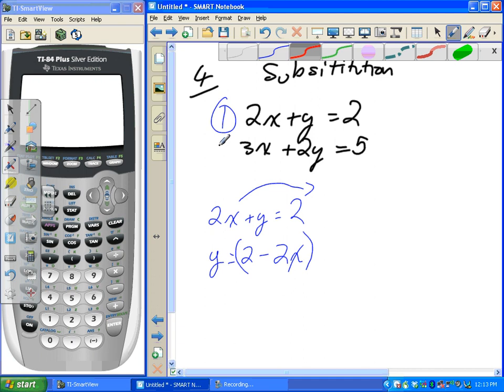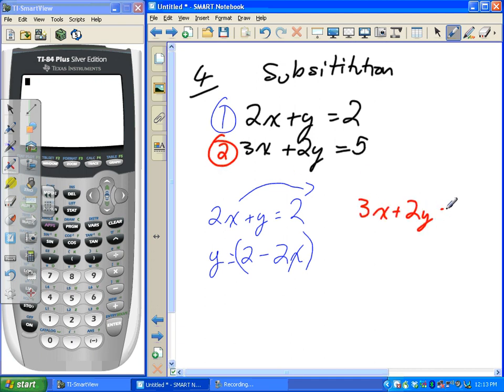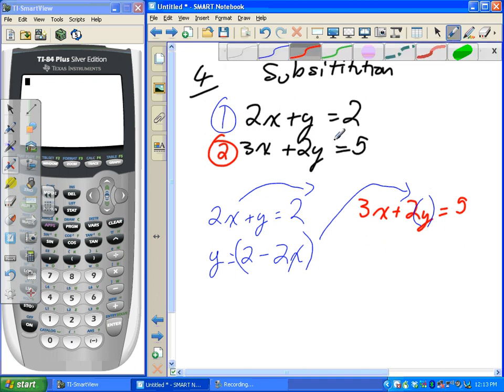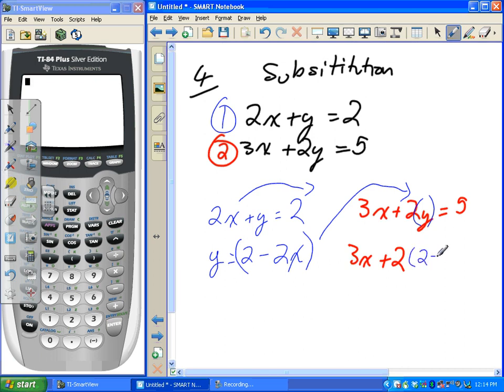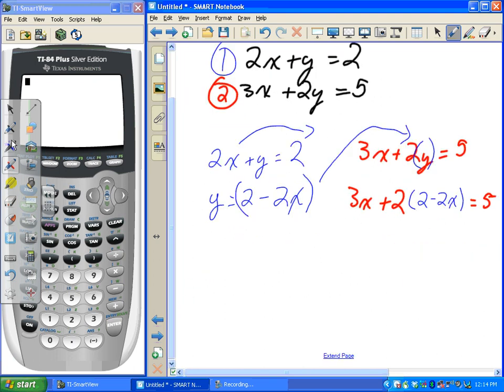So the other equation we can do in red. So our equation 2, 3x plus 2y equals 5. So what I'm going to do now is replace the y in this equation with those values. So 3x plus 2, and then instead of writing y, I'm going to write 2 subtract 2x, equals 5. Okay? So now that I've substituted this, I'm going to write the rest in black.